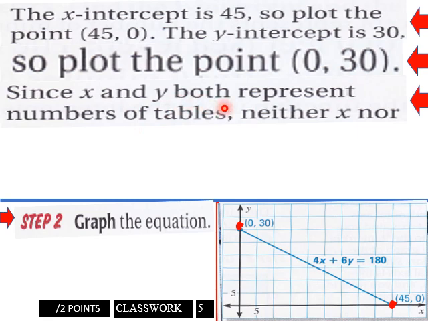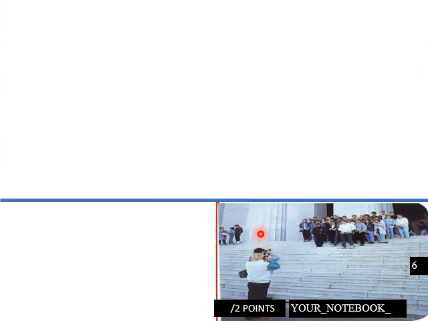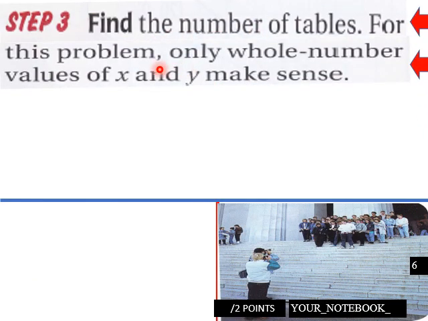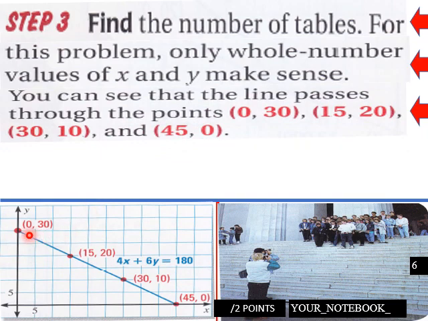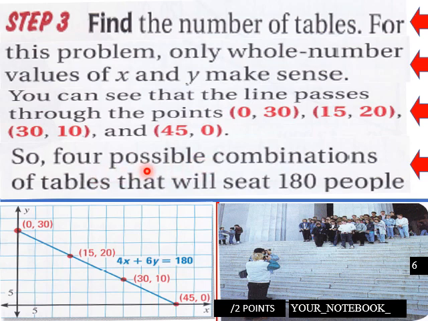Since x and y both represent numbers of tables, neither x nor y can be negative, so we're in quadrant 1. Instead of drawing a whole line, draw the part of the line that is in quadrant 1. We got our quadrant 1 line drawn. Then find the number of tables for this problem. Only whole number values of x and y make sense. So here are our possibilities: (0, 30), (15, 20), (30, 10), and (45, 0). Those are our possibilities.